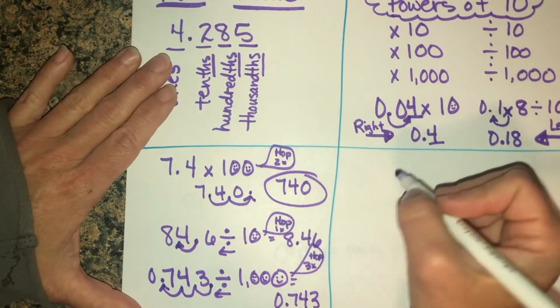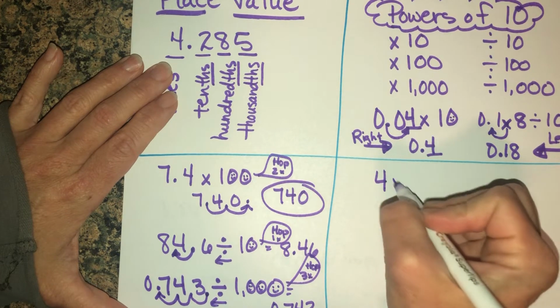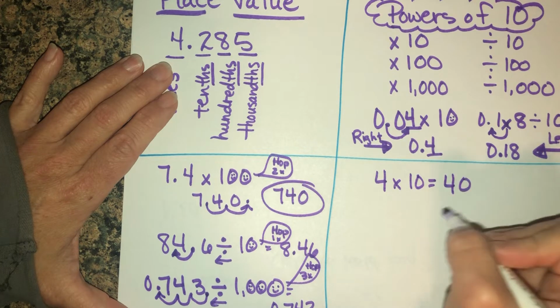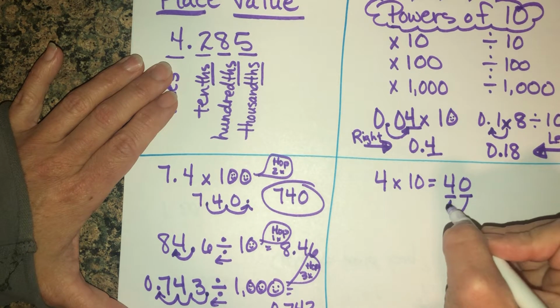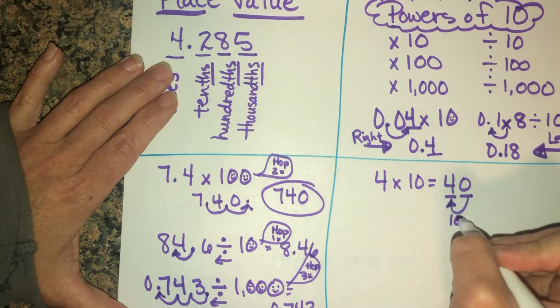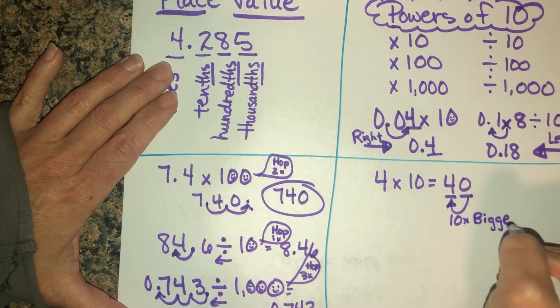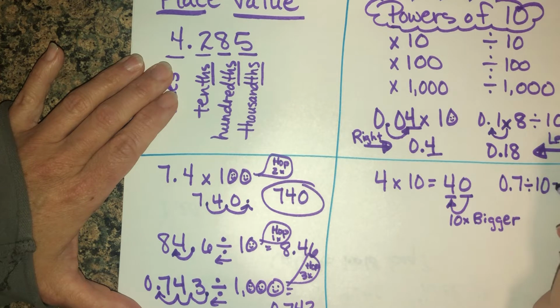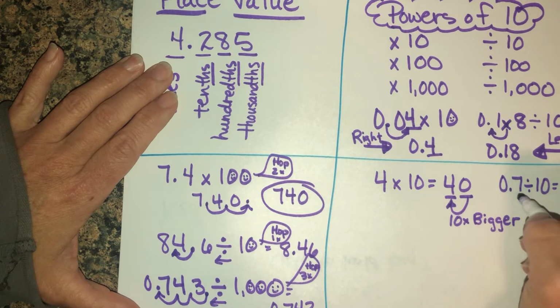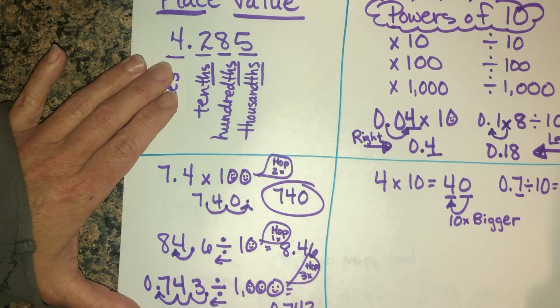So just be careful with these. You know that 4 times 10 is 40. The place value spot changes from the 1s to the 10s. So every time you're going one place to the left, it's 10 times bigger. If you're going from 7/10 to 7/100, your 7 moved from the tenths to the hundredths, to the right. That is 10 times less, or 1/10 times.